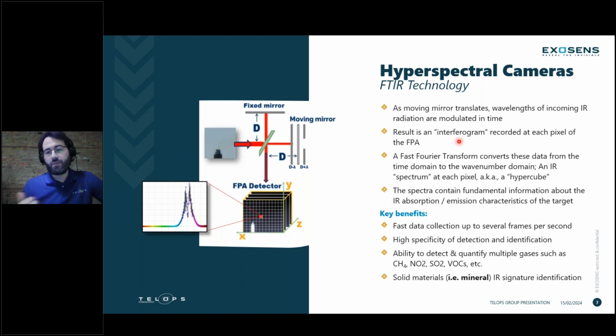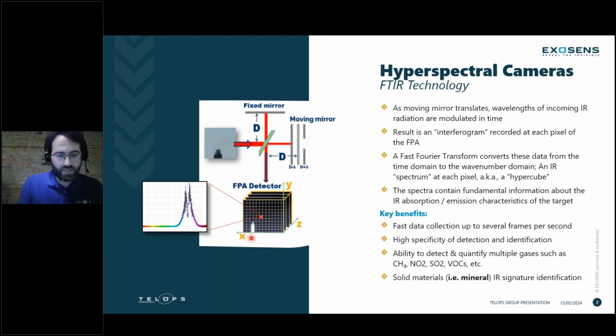So that interferogram that you can see while using the system is put through a fast Fourier transform. That fast Fourier transform is what basically converts that interferogram into a spectrum that can be used to do some chemical analysis to understand what kind of compound you have within your scene. So since you have that for every pixel in your frame, that's why we call the data that we obtain with this kind of system a hypercube.